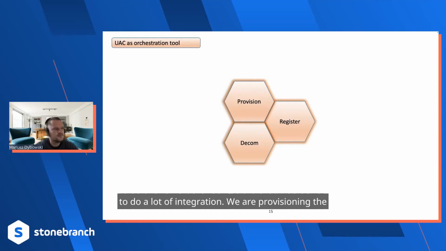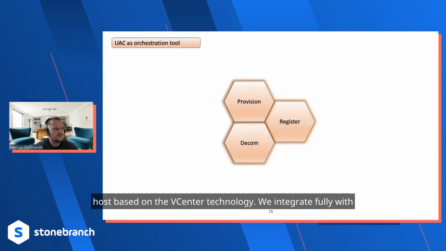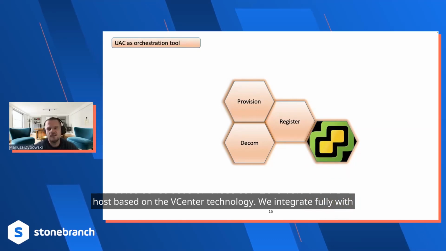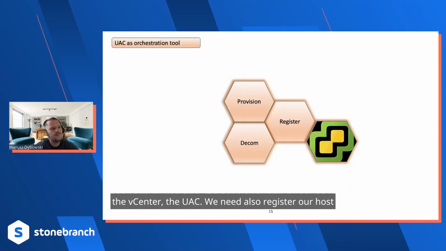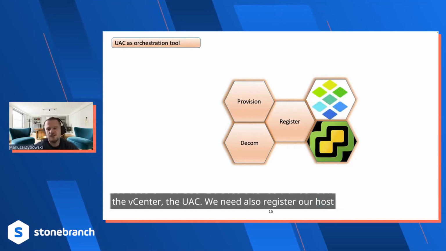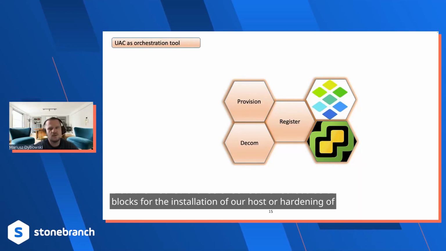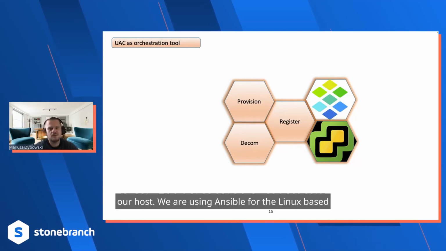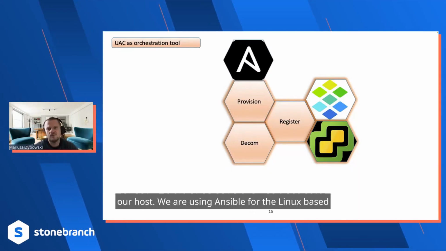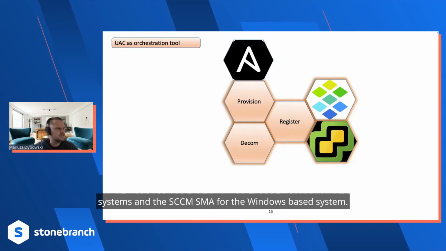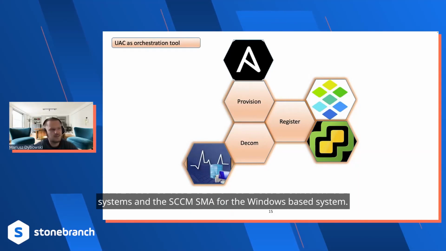We are provisioning the host based on the vCenter technology of VMware technology, so we integrate fully the UAC with the vCenter. We also need to register our host in Infoblox, so we have the full automation on Infoblox. For the installation or hardening of our host, we are using Ansible for the Linux-based systems and the SCCM SMA for the Windows-based system.